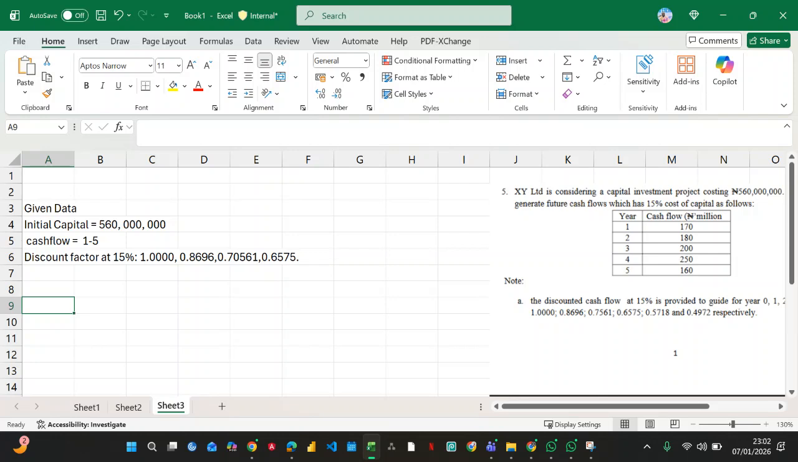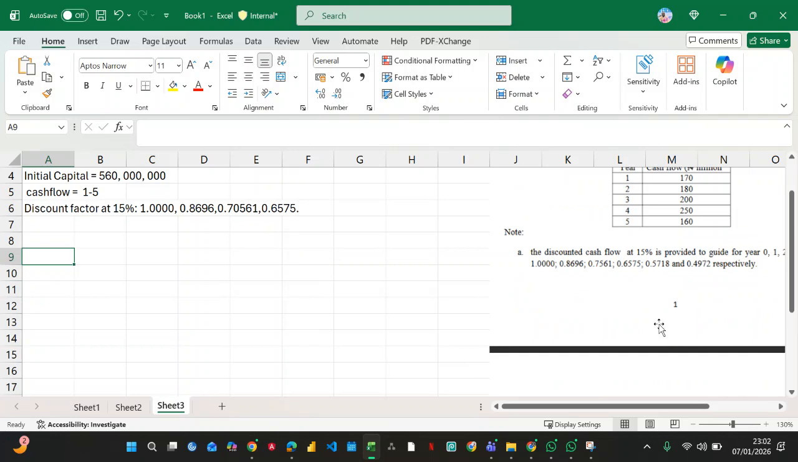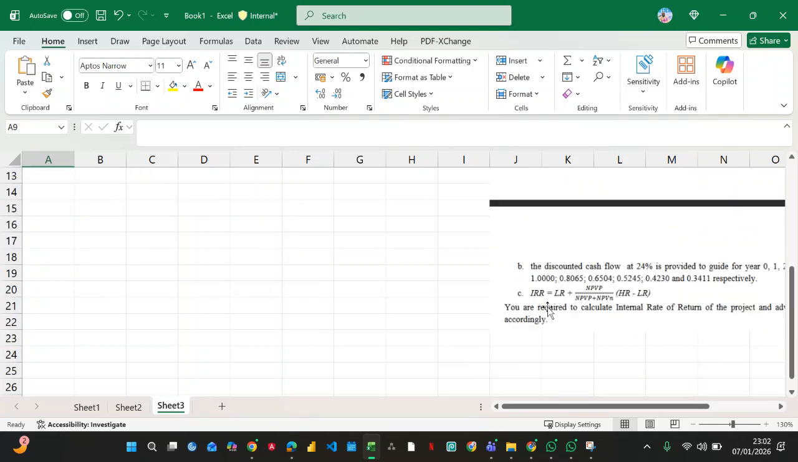So now we have this value, right? This formula that they give us here, which is our IRR equals LR plus NPVR over NPVR minus NPVH times HR minus LR. So what do those things mean, the meaning of the formula? What is NPVR? What is NPVP?